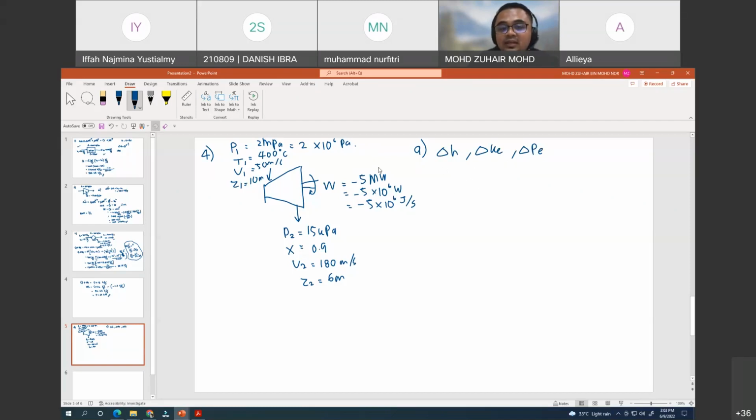Delta H. How to find delta H from this side and this side? Delta H is equal to H2 minus H1. Macam mana nak dapatkan H2 dengan H1 ni? We have the P, we have the T, so we need to refer to the steam table. Which steam table can we refer to in order to find the enthalpy? Kita ada pressure, kita ada temperature. Which one?